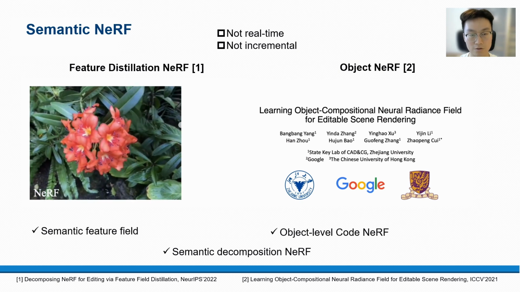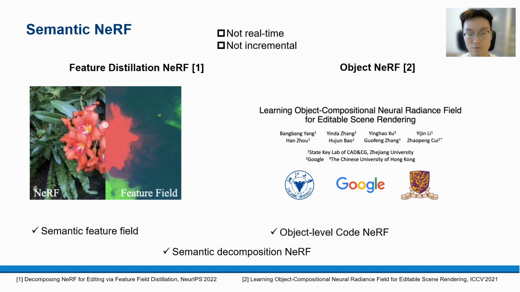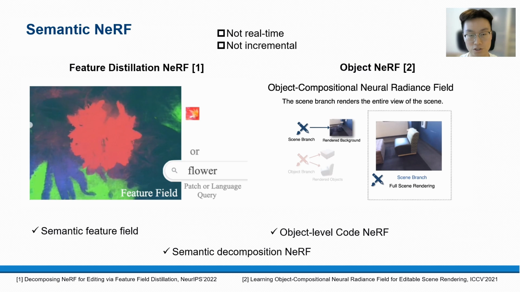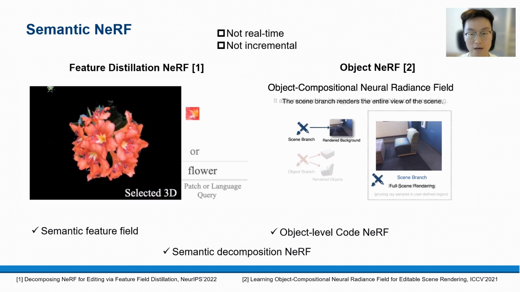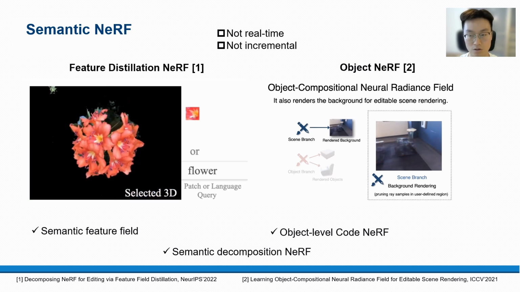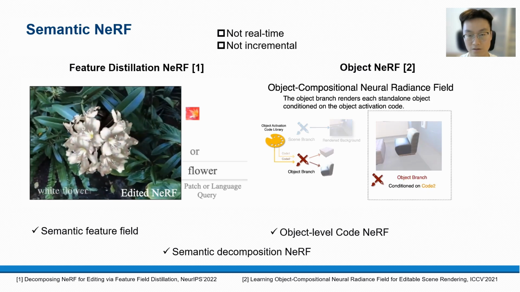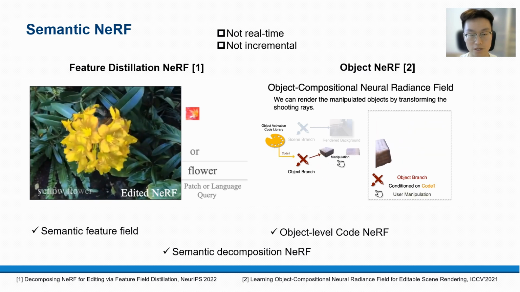Some methods fuse semantic features into the neural field and can query semantics via click or language. Object NeRF represents each object as a latent code and simultaneously trains all object codes and the MLP decoder. However, those methods either cannot achieve real-time mapping performance or cannot incrementally take in new semantic objects under SLAM settings.